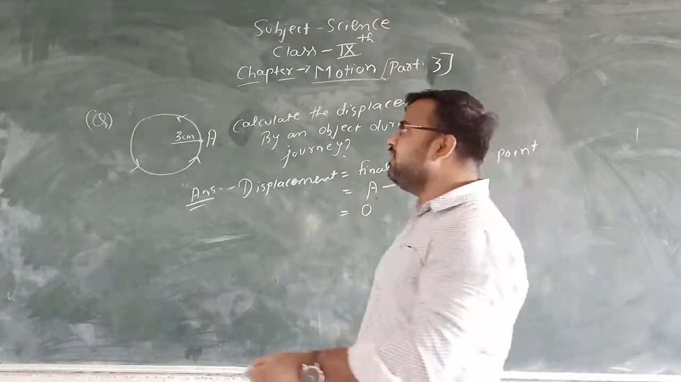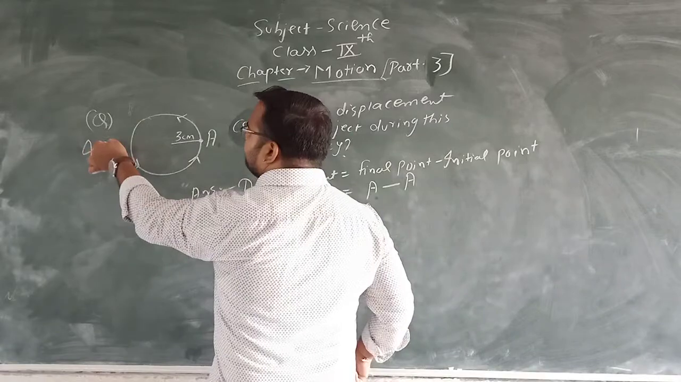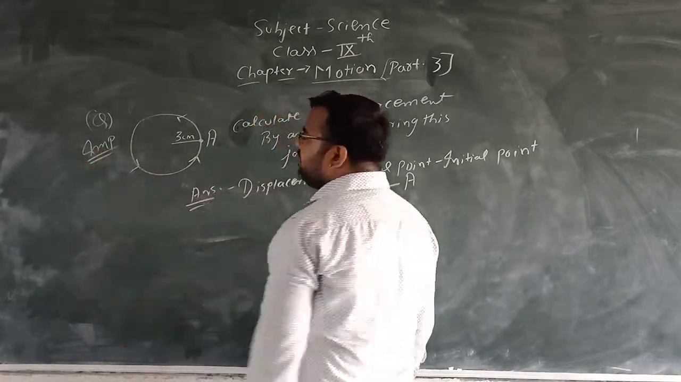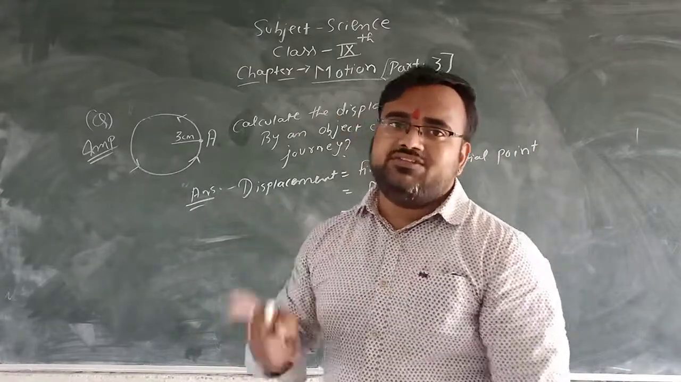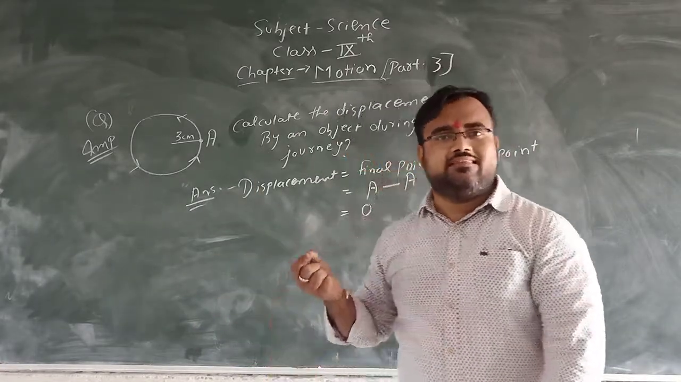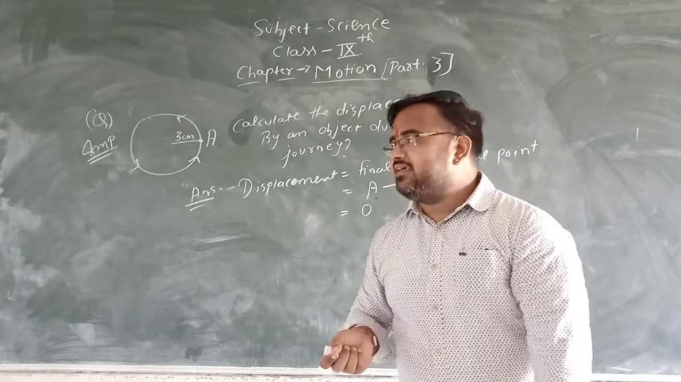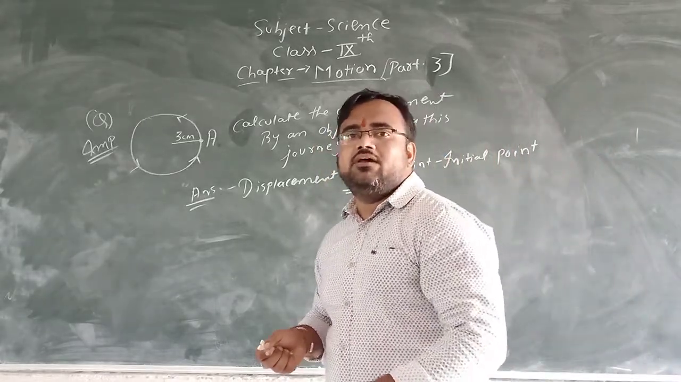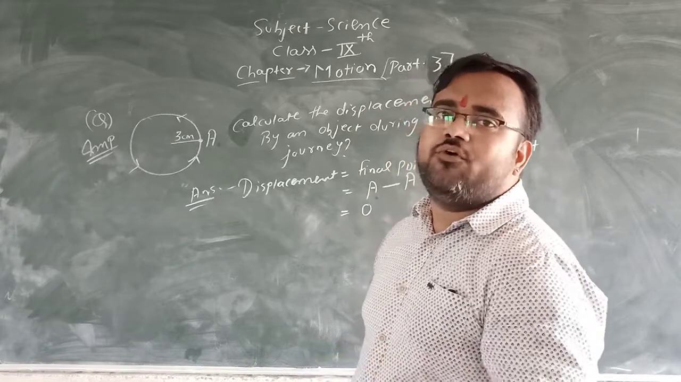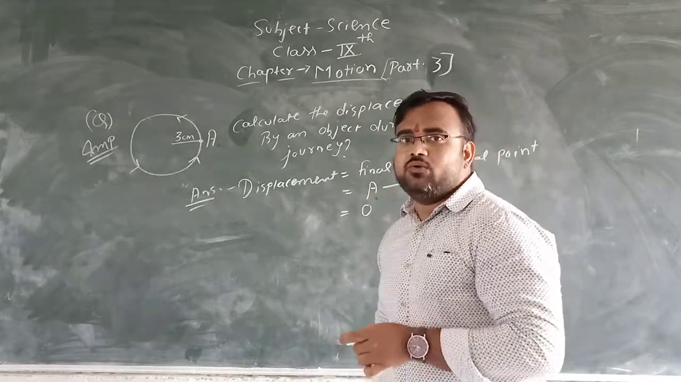This is a very important question. For a circular path, since the initial point and the final point are the same, therefore we can say the displacement of the object would be 0. You can write down: the displacement of an object for a circular path would be 0. Clear?